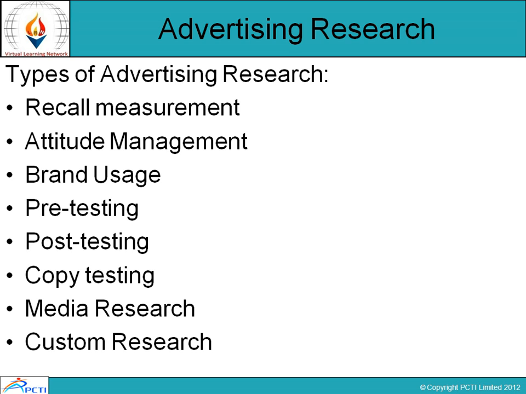Now, types of advertising research. In what ways can advertising research be done? First is recall measurement, which is gathering all the researches. Another is attitude measurement, which is getting ideas about what kind of perceptions consumers have about the brand. Another is brand usage, how famous and recognized your brand is in the market. Pre-testing is one type of research, where you conduct a test about your product in the market. Post-testing is after launching the product, where you conduct certain tests on the product. Then copy testing, another is media research and custom research.